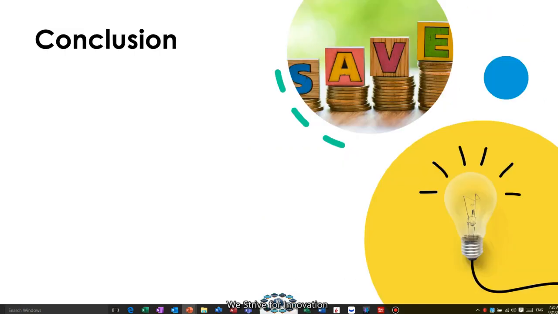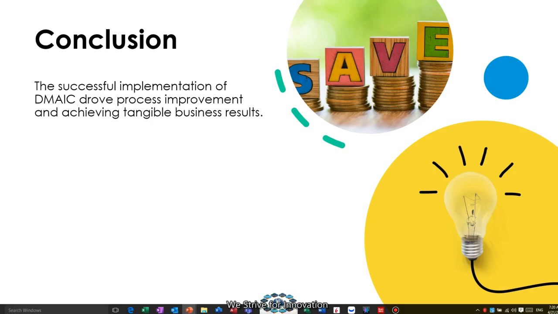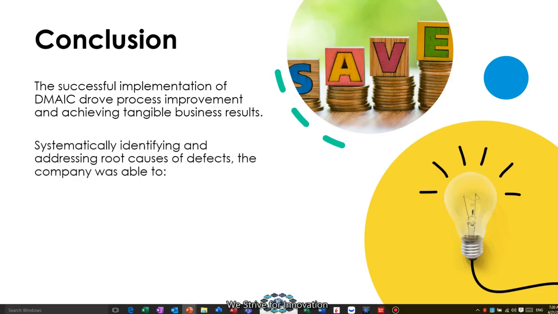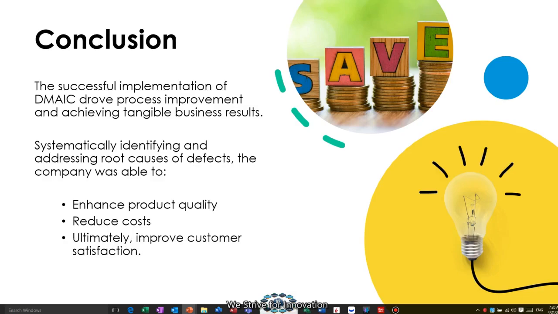The successful implementation of DMAIC drove process improvement and achieved tangible business results. You systematically identified and addressed root cause defects. The company was able with that to enhance product quality, to reduce cost, and to ultimately improve customer satisfaction.